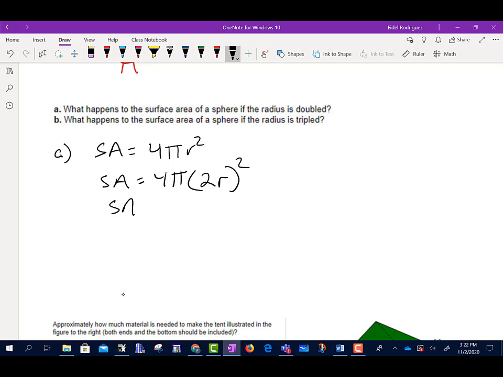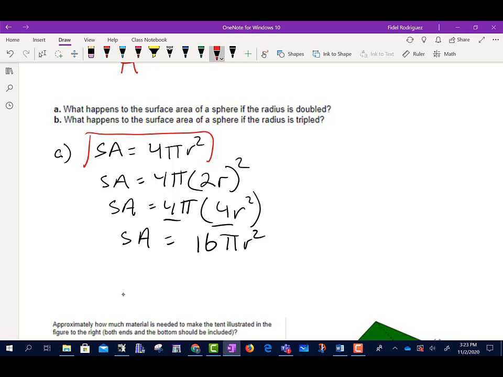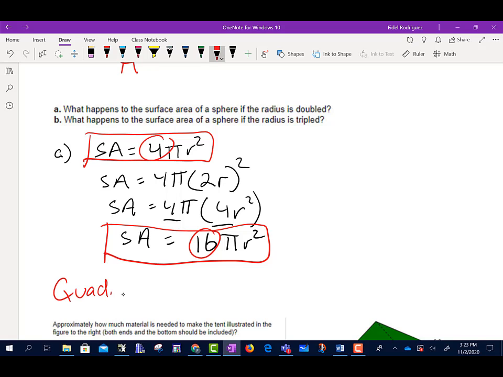Okay. So 2r squared is going to give me 4r squared, and 4 times 4 is going to give me 16 pi r squared. So now I'm going to do a comparison. Here's my original one, here's the one that we have now. What happened to the surface area? What did I have to multiply 4 by to get 16? We had to multiply it by 4. So we would say it is quadrupled, or 4 times as big. Okay.